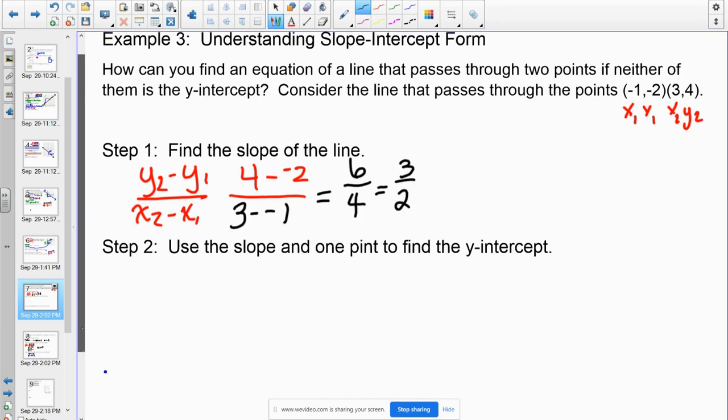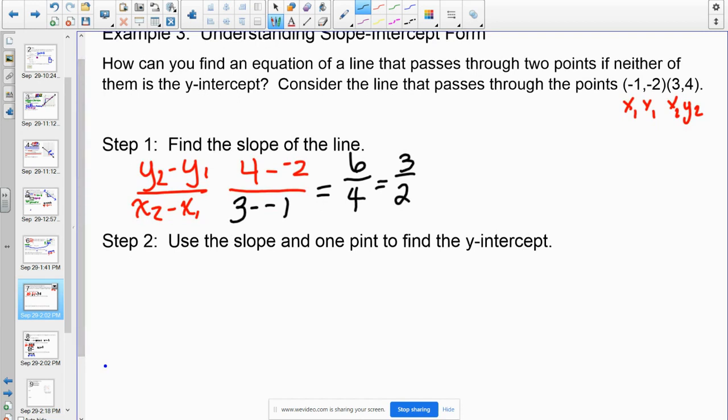Second step: since there's not a y-intercept and you don't have a graph to look at, you're going to have to use the slope and one of your points to find the y-intercept. It doesn't matter which point you use, because both of these are on the line, so both will help us get the y-intercept. So I'm just going to use the 2 positive ones.